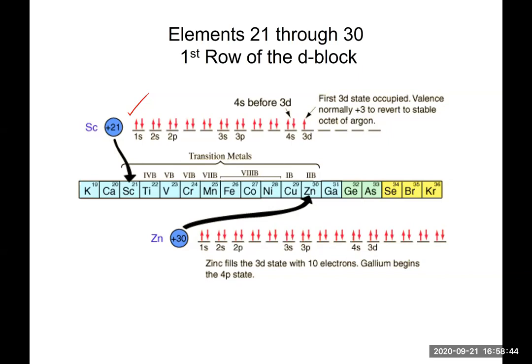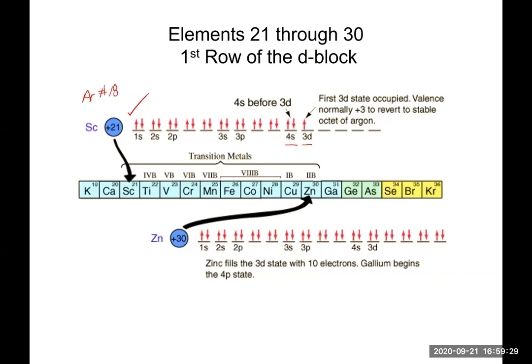But notice that we have 4s and then 3d that are being pointed out over here. And first, the 3d state is occupied. The valence is normally +3 because what this species is going to want to do is get the stable electron configuration of argon. Now let's think of the stable electron configuration of argon. Argon has atomic number 18.